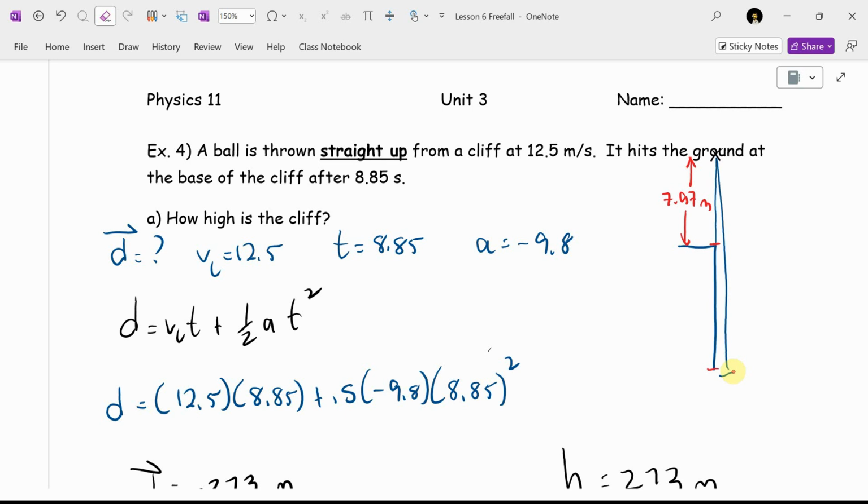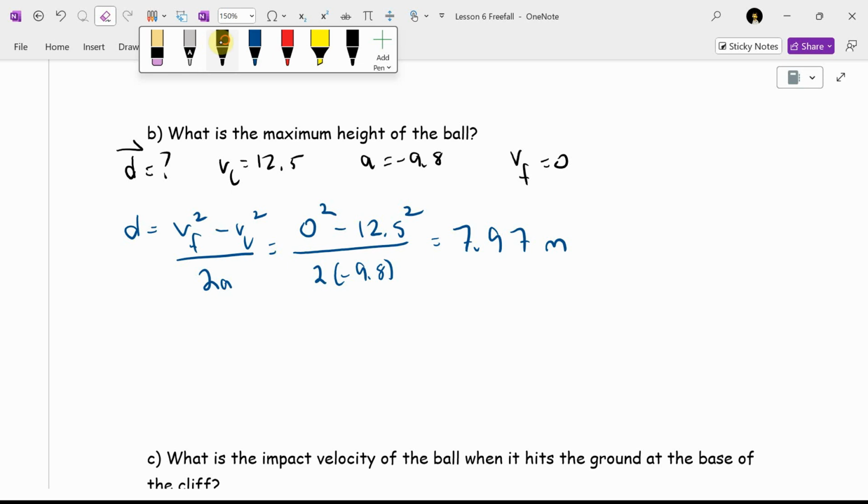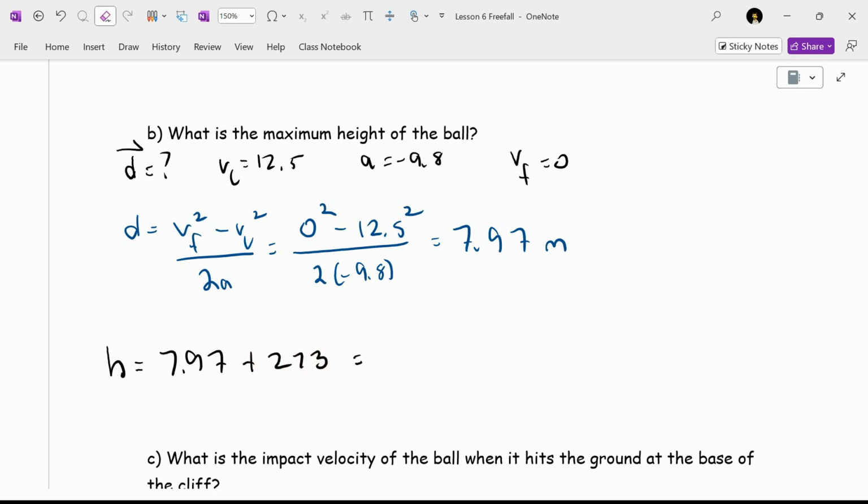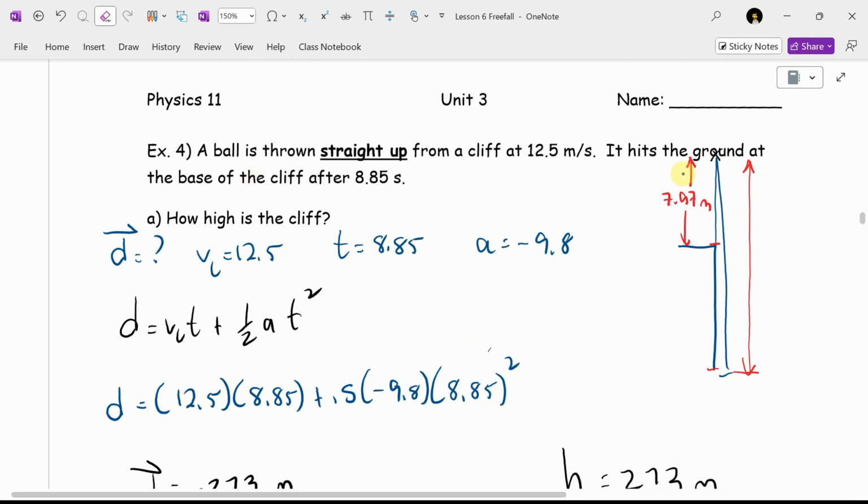You know what? Since we're already starting on a cliff, we need that. How can I figure that out? What did I find in part A, Kanan? So if I want to find the total height of the ball above the ground, I'm going to use H for height. It's going to be the 7.97 plus the 273. Is that okay? That's the 7.97. That's the 273. I think the total height is, add them up.